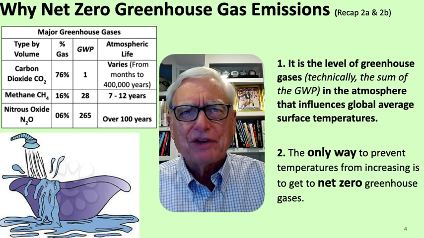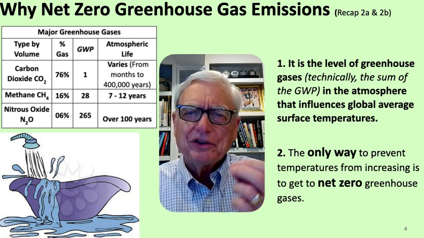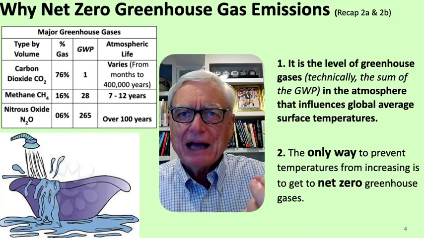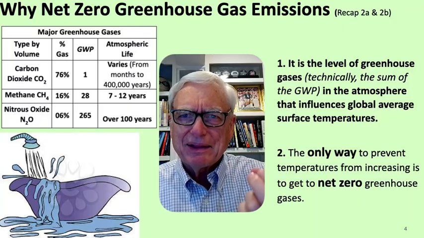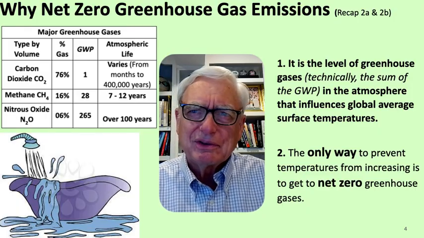And then we get the nitrous oxide. While it's only 6% of the greenhouse gases, it has 265 times the warming potential of carbon dioxide. So we've got to be really careful about the amount of nitrous oxide getting into the atmosphere. And it stays there for over 100 years.